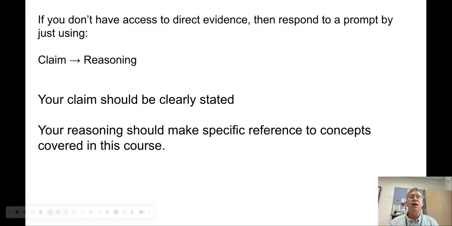Now, sometimes we don't always have evidence that we can refer to. So you can still basically write an argument statement, but you're just going to do it with just the claim and the reasoning, but without the evidence. So again, you just have a clearly stated claim, and then you're going to present the reasoning that allows you to make that claim. And just remember, the reasoning part is where you're basically going to show off that, yes, I have stated the concepts of environmental science, I've got a good handle on them, and I'm going to reference them when I'm making my reasoning part of the statement.